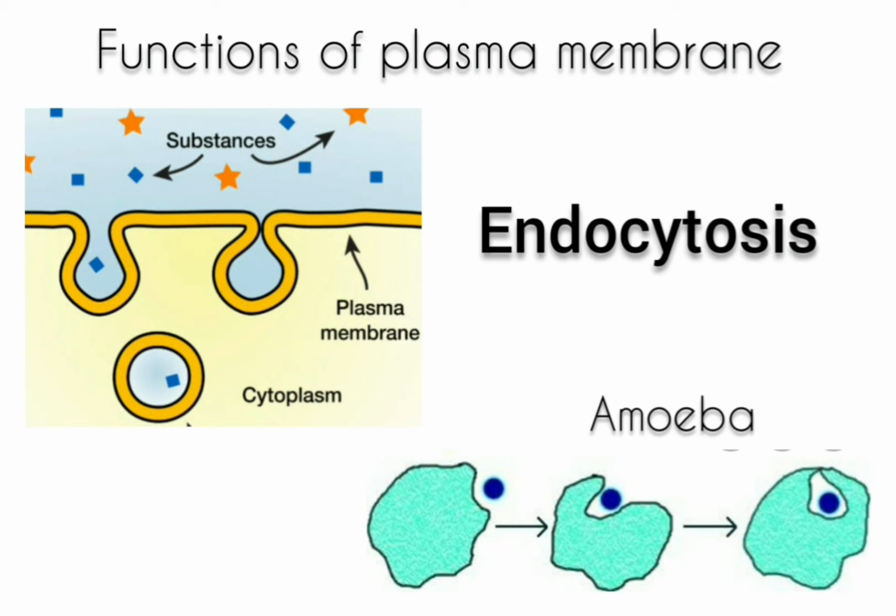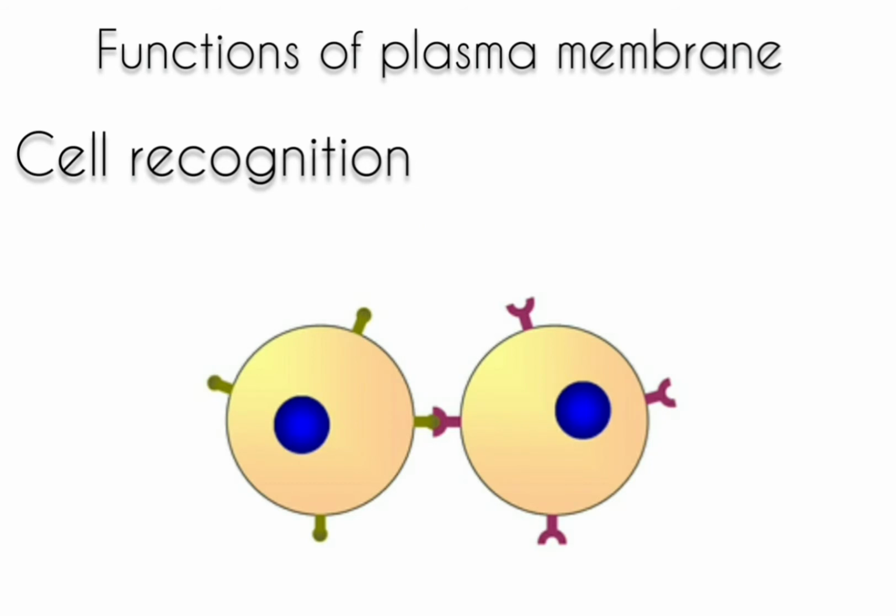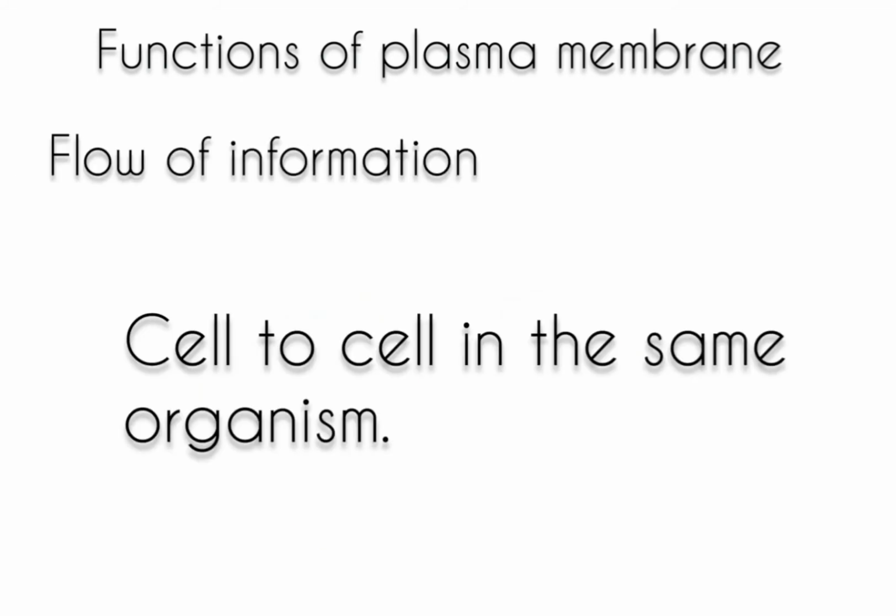It can be seen in amoeba. How amoeba acquires its food is by endocytosis. The cell membrane also helps in recognition. That is, it has substances on its surface which function as recognition sites and points of attachment. So these molecules which help in recognition are called receptors. Then there is flow of information. The plasma membrane allows flow of information amongst different cells of the same organism. That is, it allows for cell to cell interaction.